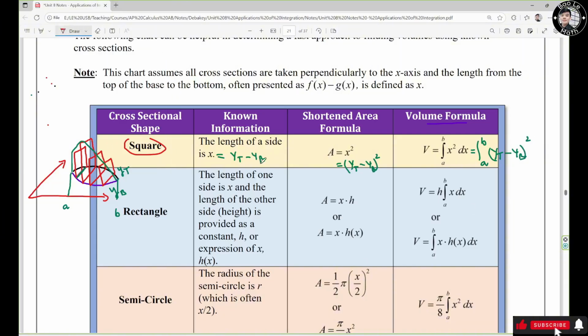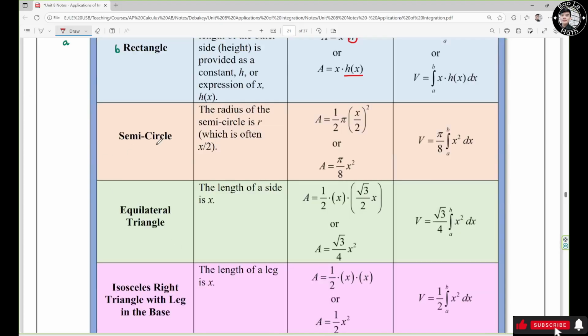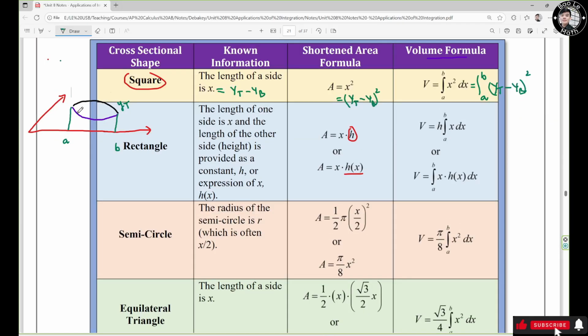Similarly, the rectangle is going to be exactly the same thing: base times height. The base is y top minus y bottom. The height could be a constant or a function in terms of x. Depending on the problem, we're going to take a look at that later. Now the next one, the semicircle. The diameter of the semicircle is the difference between y top and y bottom. Then the cross section should be something like this.